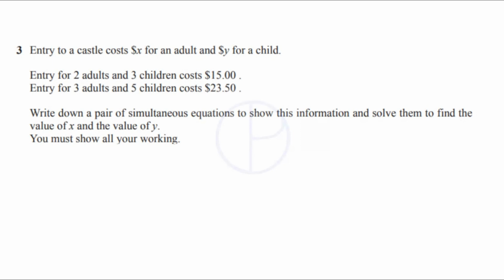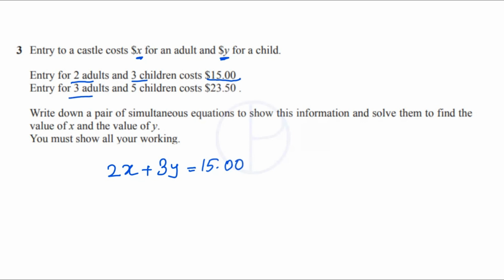Okay, let's first write the simultaneous equation. It's given, entry for 2 adults and 3 children costs $15. Adult is marked with the letter X, so let me write this as 2x, and for children we have to write y. So 3 children, 3y, it costs $15.